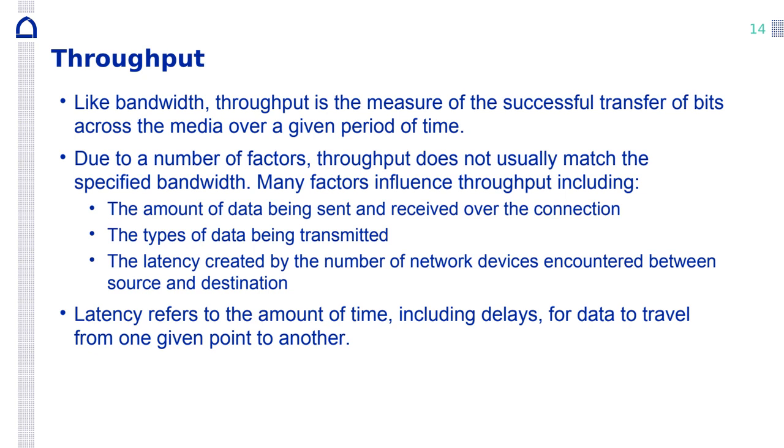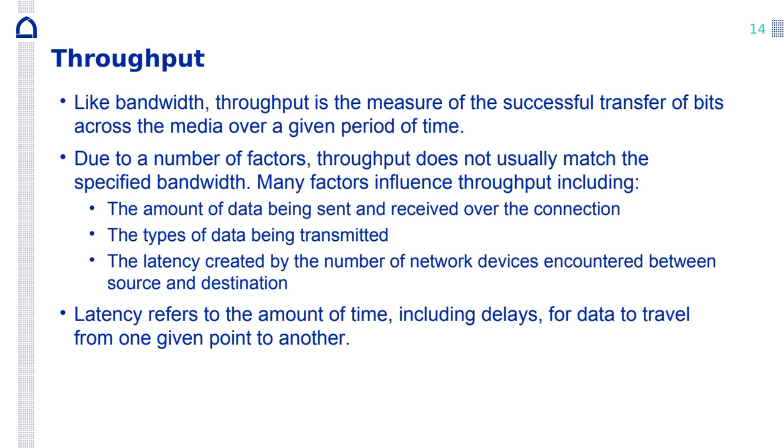Throughput is how much actually went through your media. You understand the difference? Okay, I say that my bandwidth is, let's say, 100 megabits per second. But after 1 hour, I want to calculate how much actually went through my cable. What was the throughput? Okay? So, throughput is the measure of the successful transfer of bits across the media for a given period of time.